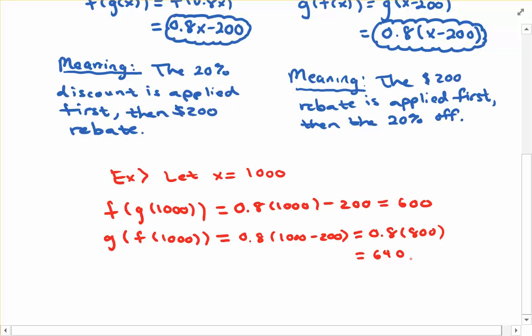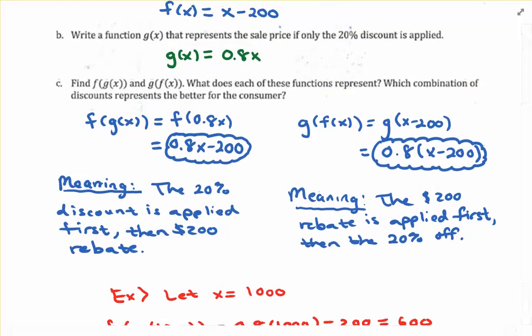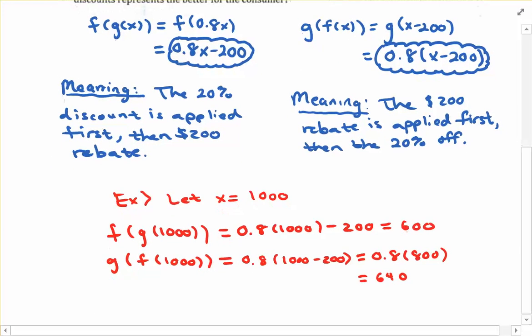All right, so both of these outputs would be what the consumer is paying. So between the 600 and 640, which result would be better for the consumer, paying $600 or $640? All right, so I'll leave that question up to you, and your answer to that will ultimately give way to the final answer of part C, which combination of discounts represents the better deal for the consumer. All right, and so that's how we take care of the very last problem, the section 6.1 note packets.